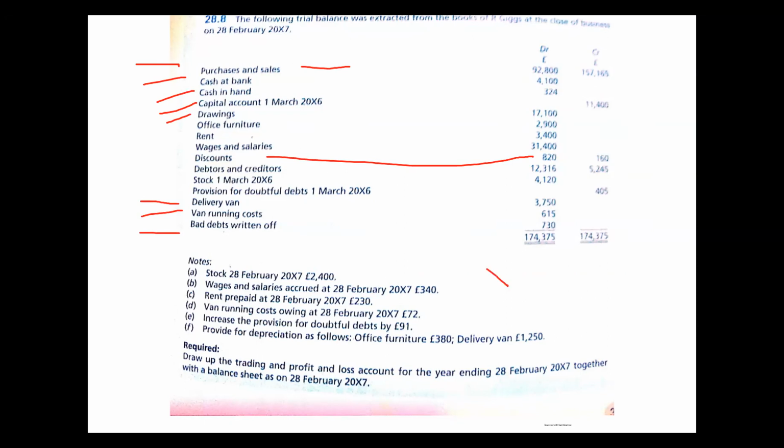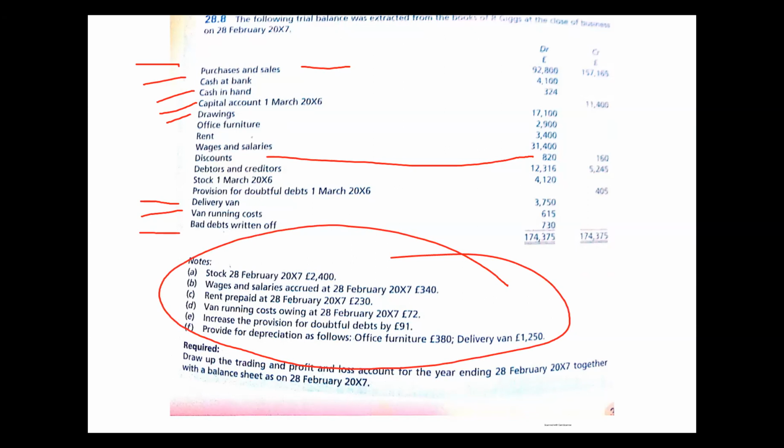Then you have the following adjustments to make. So you need to make some few of the adjustments. After making the adjustments, you draw up the trading and the profit and loss account, which means you come up with the statement of comprehensive income, and then you draw the balance sheet of this.